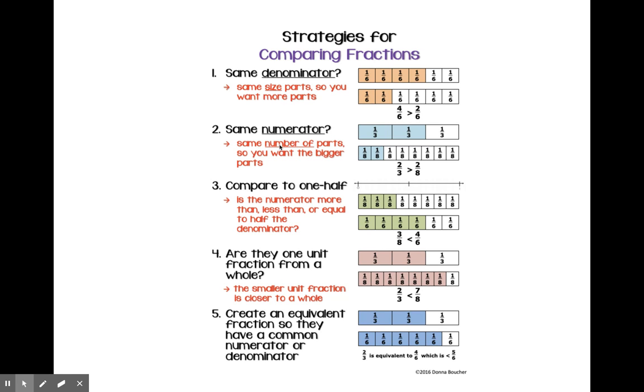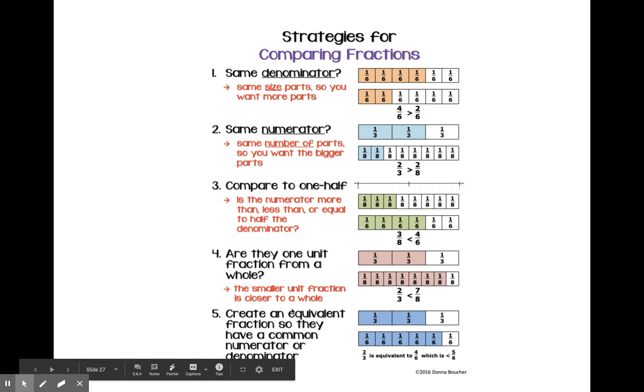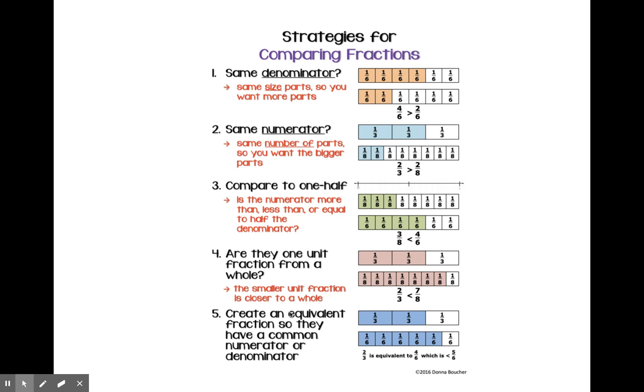All right, same numerator. Same number of parts, so you want to see which parts are bigger. So when it has the same numerator, see here I have a 2 and a 2 in my fraction, 2/3 and 2/8. What do you see? The larger the denominator, the smaller the piece. So thirds are larger slices, so I'm going to say 2/3 is greater than 2/8. Okay, so these last 3 were the ones that we worked on Thursday and Friday.